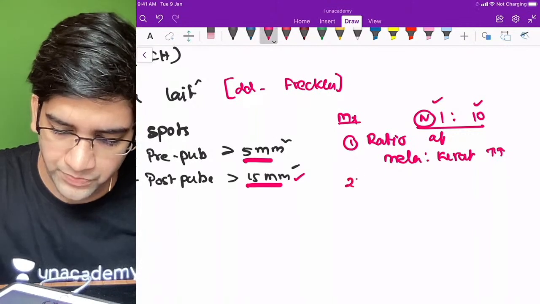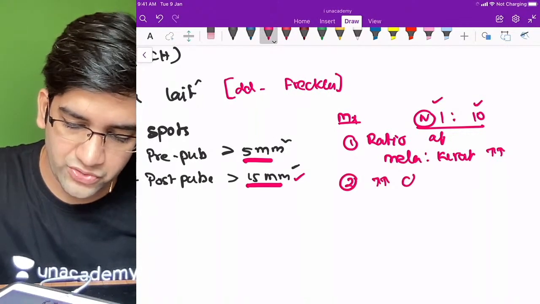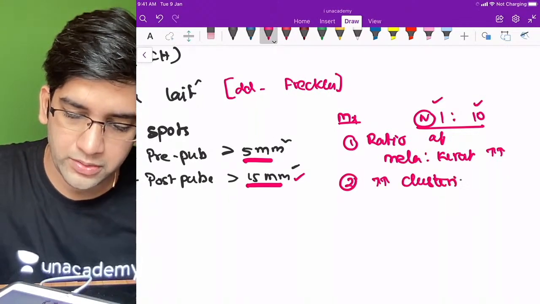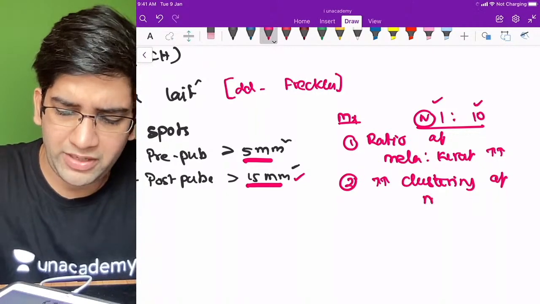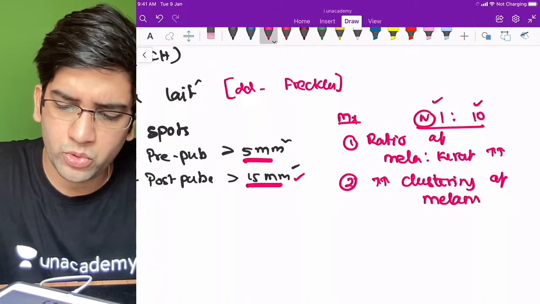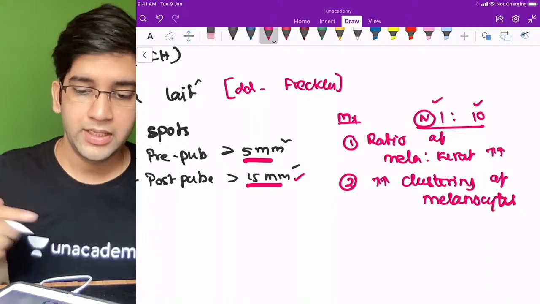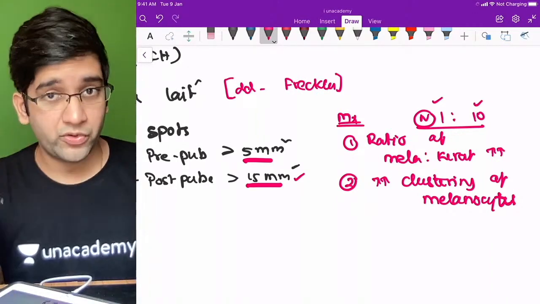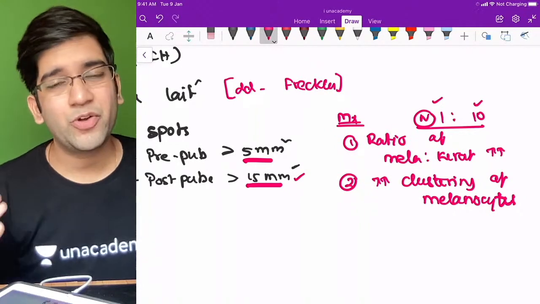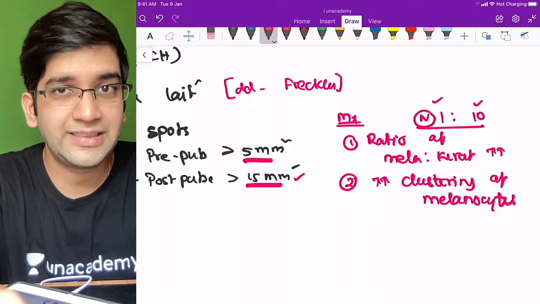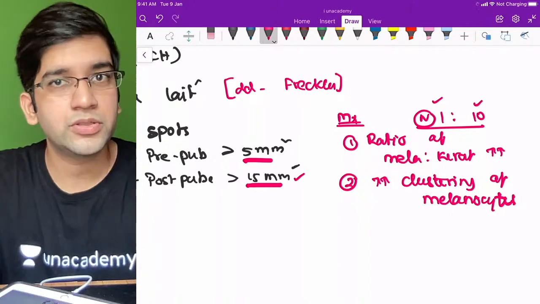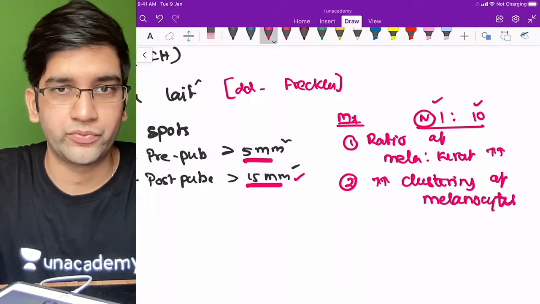Second, there will be an increase in the clustering of melanocytes as well. It's more melanocytes. When there are more melanocytes, I'm going to have more pigmentation, which makes it a hyperpigmented macule, right? So this is what I'm going to see in microscopy, both for freckle as well as café spots. So I'll not be able to differentiate them. That's the reason the size becomes important, especially in a post-pubertal person. You have to look at the size, right? That's more important for you.